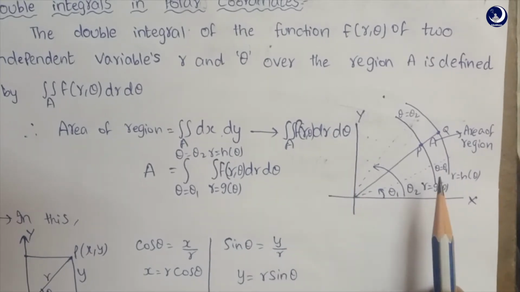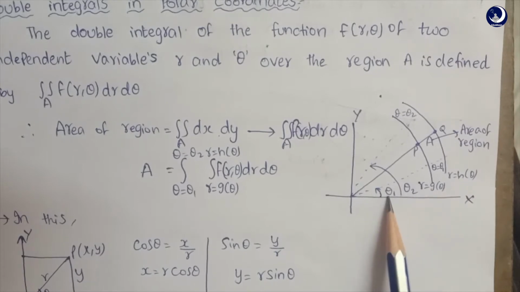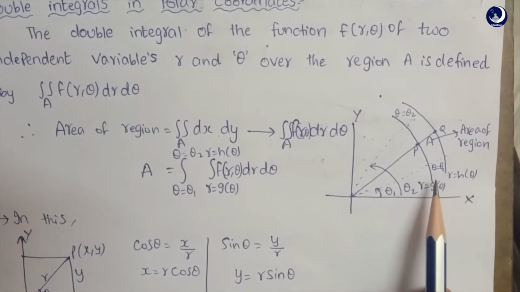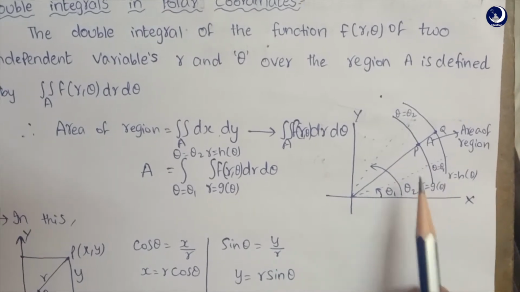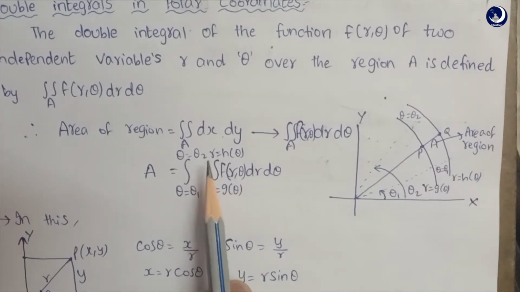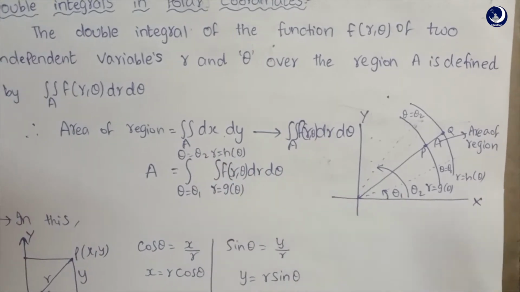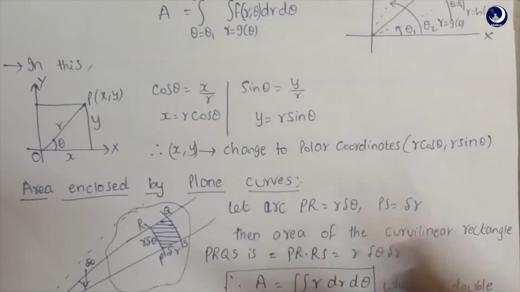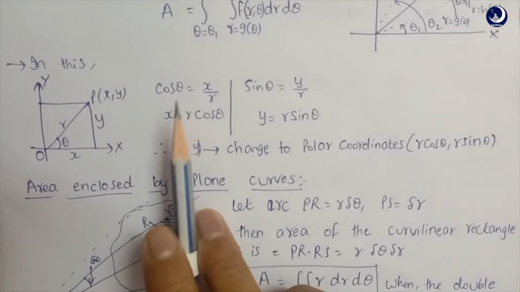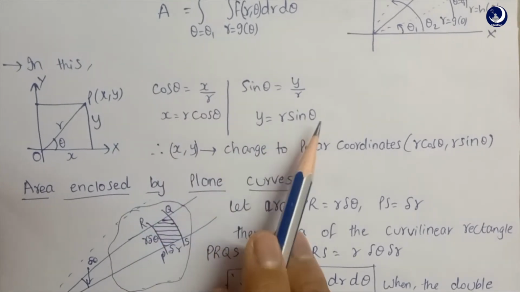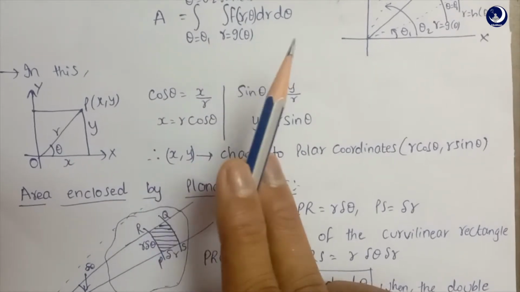While changing the figure at r equal g of theta and r equal h of theta, by varying theta equal theta 1 at r equal g of theta and theta equal theta 2 at r equal h of theta, we convert the double integral f of x, y dx dy to f of r theta dr d theta. Here, from the given function, we have to take x equal to r cos theta, y equal to r sin theta.